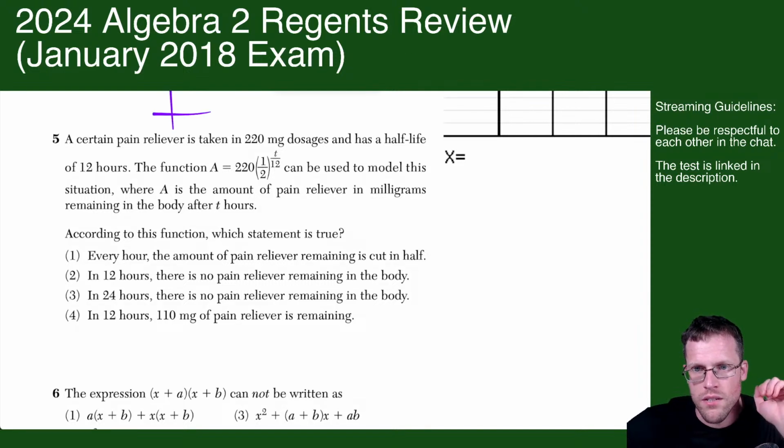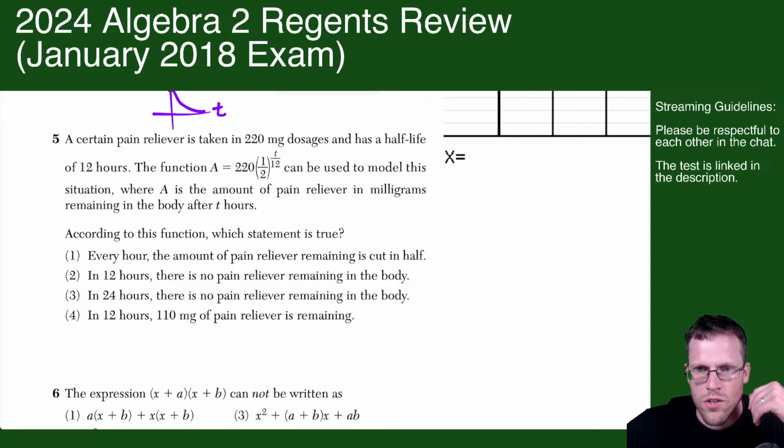You take medicine, it starts off and then it starts to decrease over time in your body. You wouldn't want it to increase over time because then you would just have too much medicine in your body and that would just be terrible. Your organs would give out. Okay, so it has to be exponential decay. So here's A and here's T.